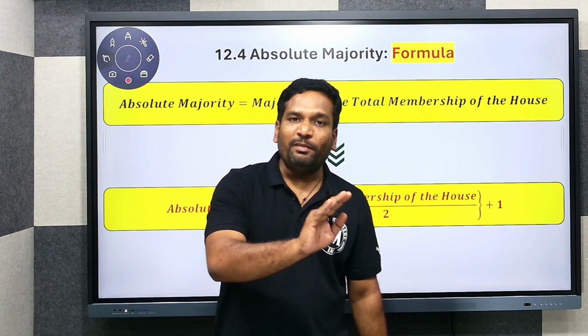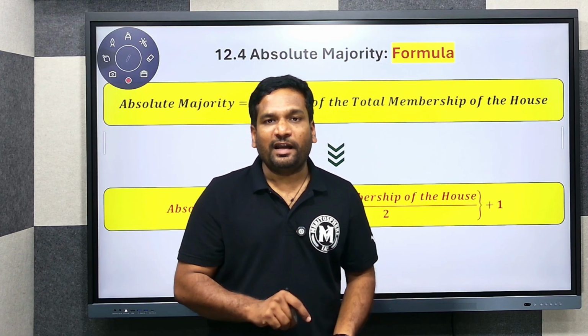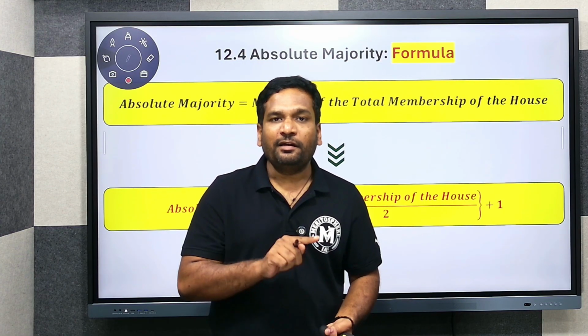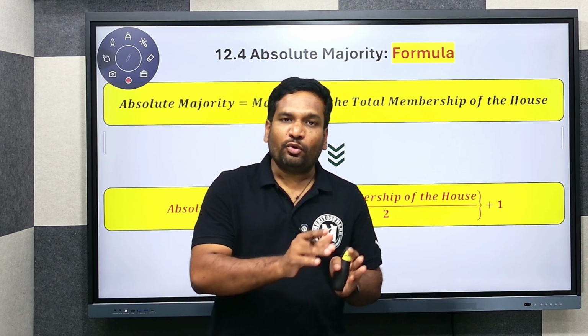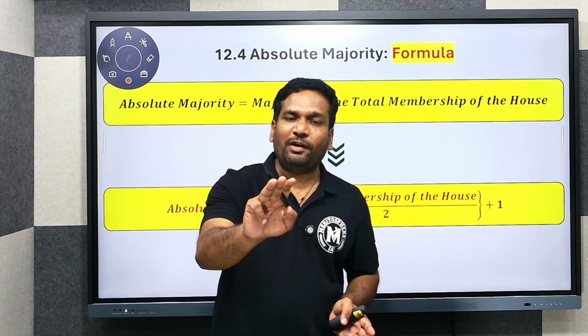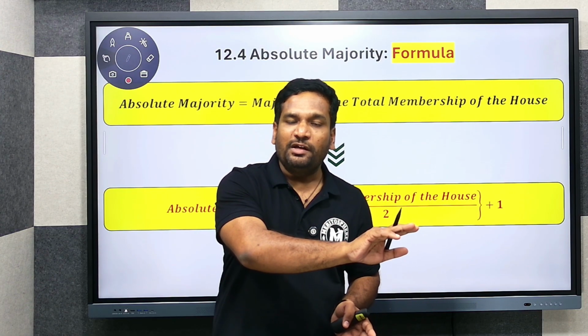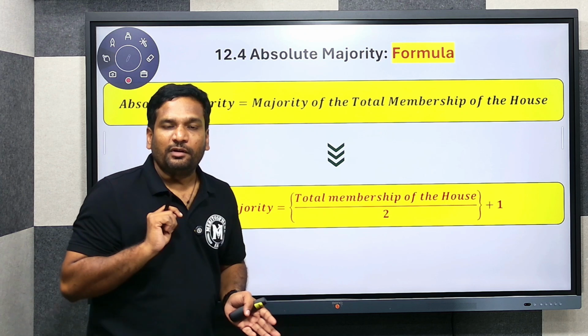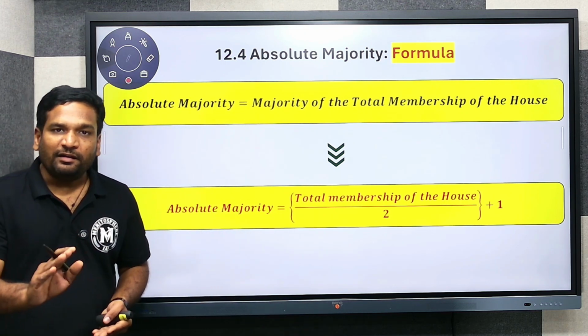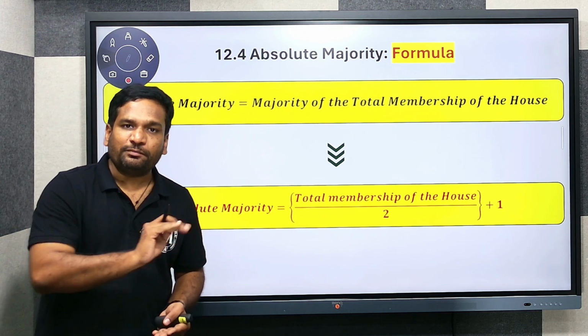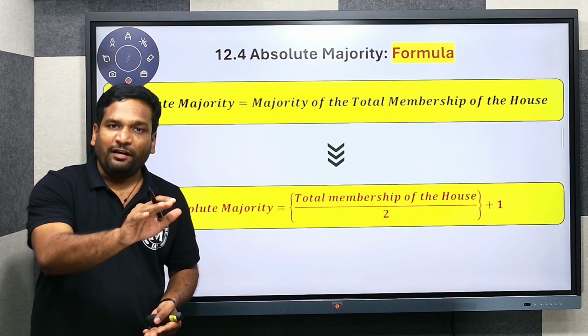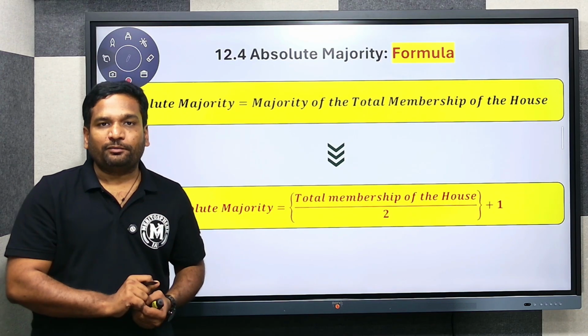For example, in the simple majority, we have deducted three things. They are absentees, abstainers and vacancies. So to get the simple majority, we have to deduct three different values from the total membership of the house, and then we have to take the majority. Whereas for the effective majority, we have to deduct vacancies from the total membership of the house, and whatever value we get, we have to take the majority of that particular value.